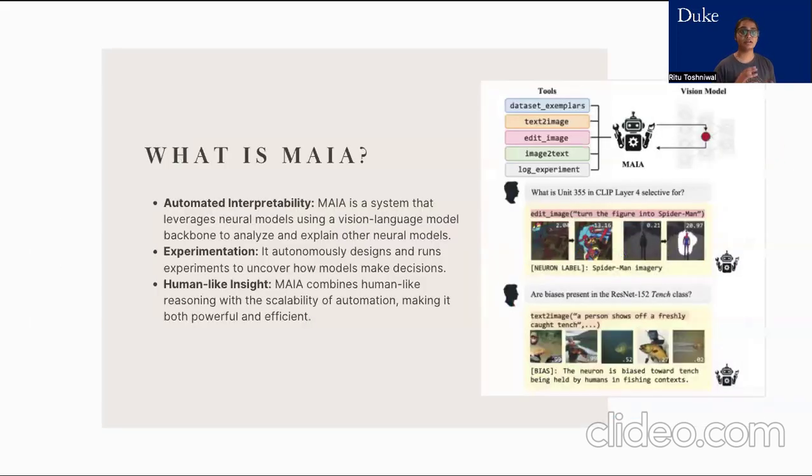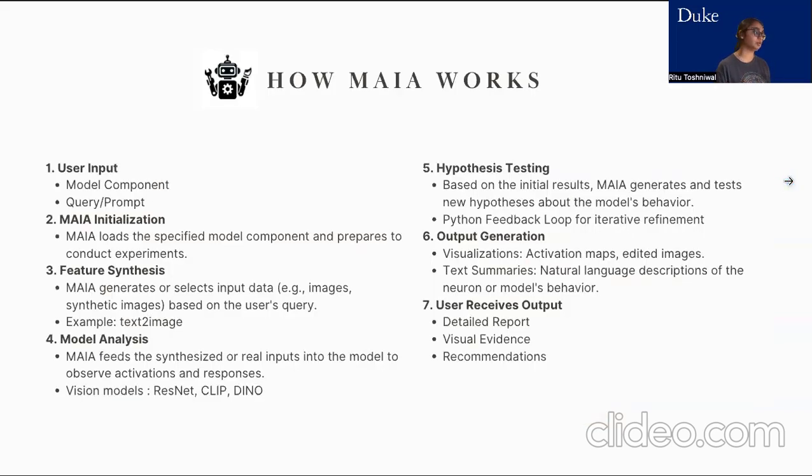MAIA is an automated system designed to conduct a lot of interpretability tasks using vision language models, like a diffusion model and GPT, as a backbone to analyze and explain other neural models. The goal was to automate the whole process of interpretability, where we eliminate humans, and that's why it's better than the previous approaches that I spoke about.